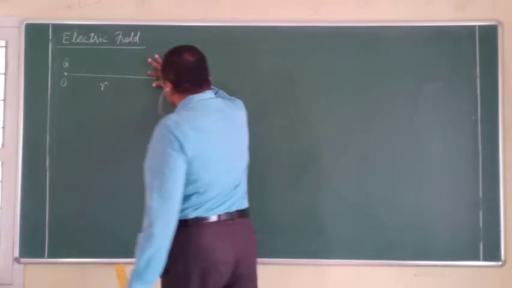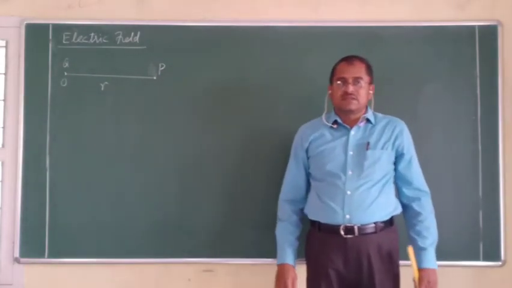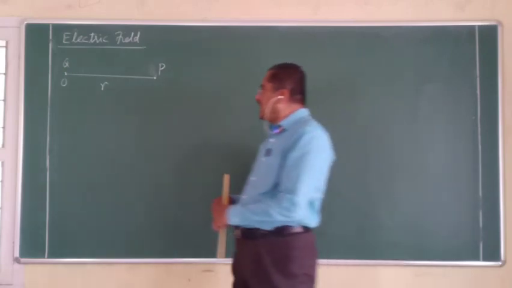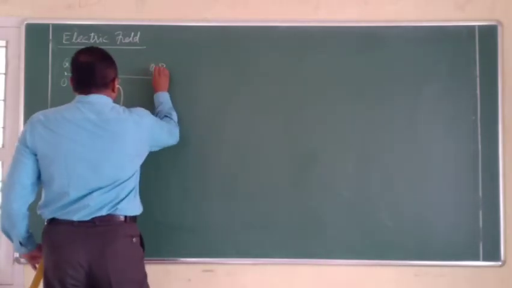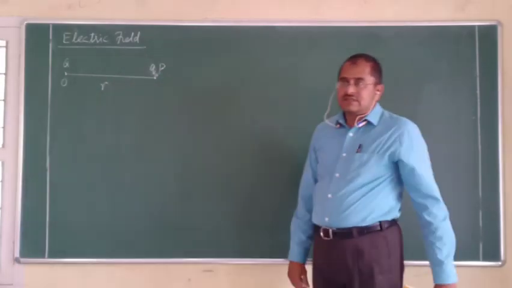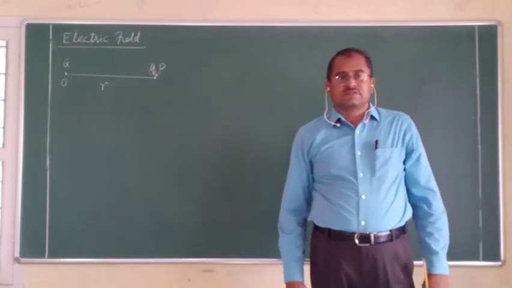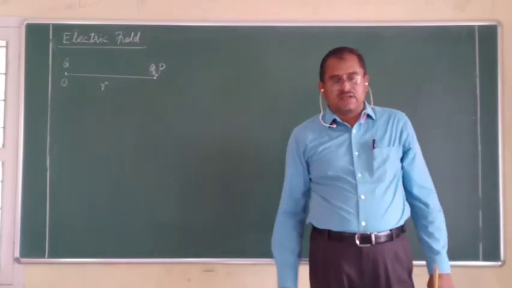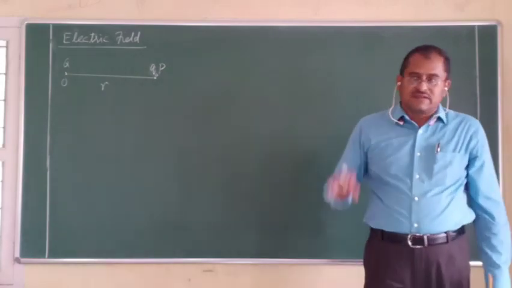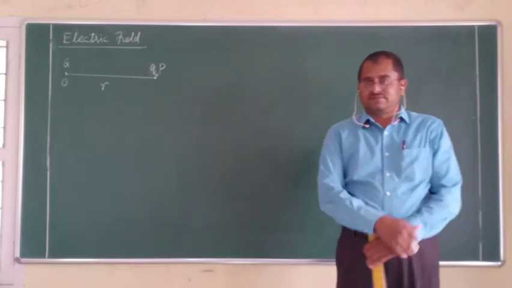Supposing I remove this charge from the point P, nothing is there at P. Now, again I am placing a charge Q naught at P. This charge again experiences a force. The question now is, when you place a charge Q naught, it experiences a force. When it is taken off from the point P, there is nothing there.